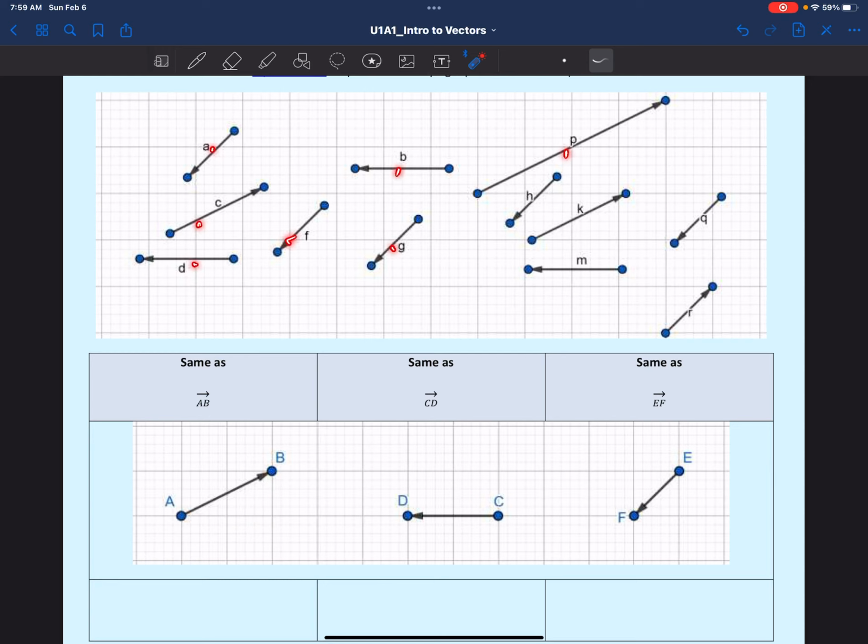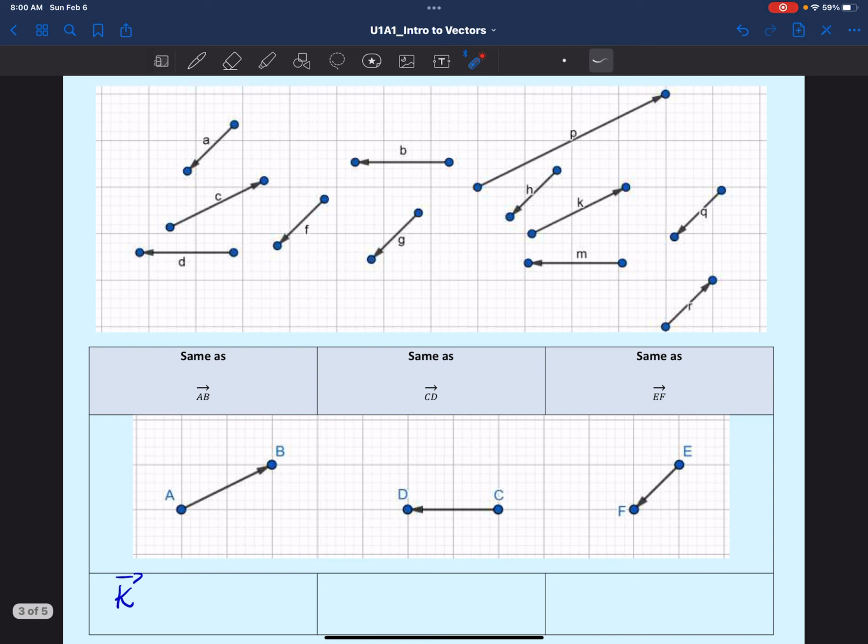I don't see any. It seems that vector K is equal to vector AB. So I'll write this down here. And this one doesn't fit, this is going down. So it seems that that's all there is for vector AB.